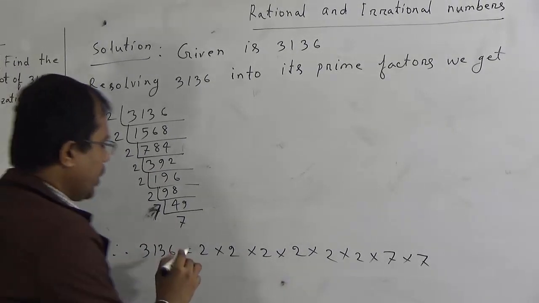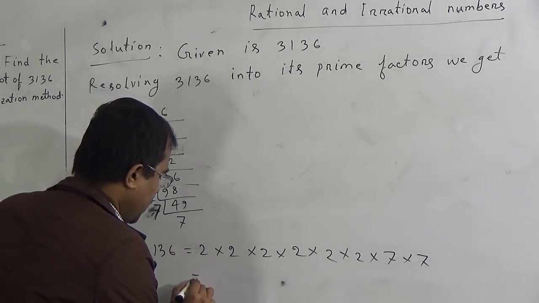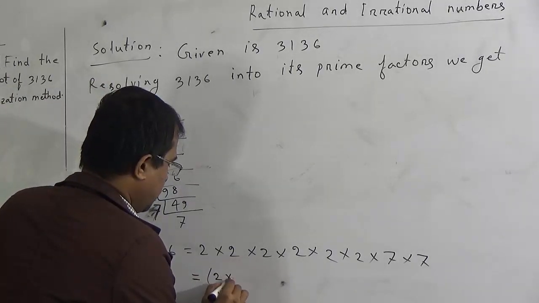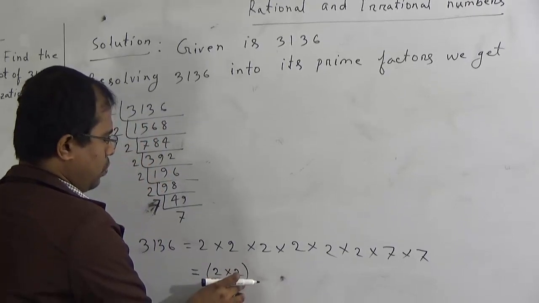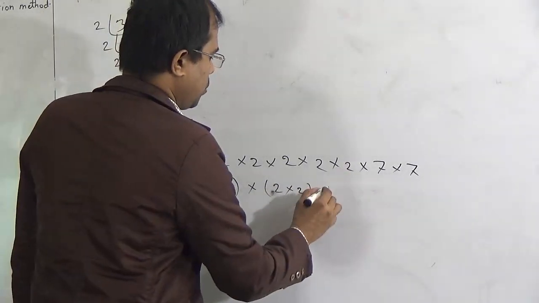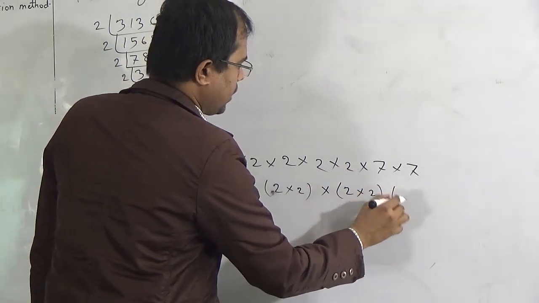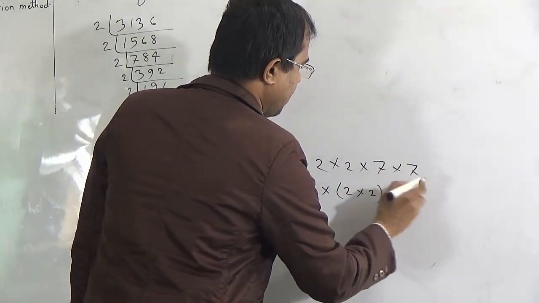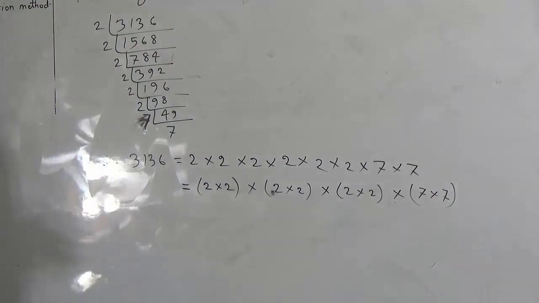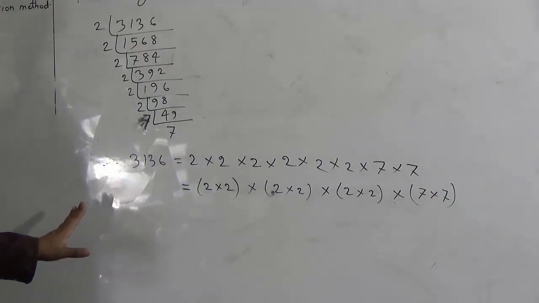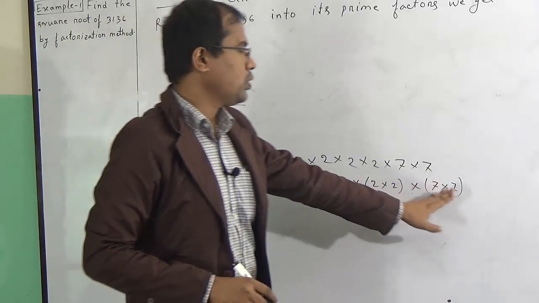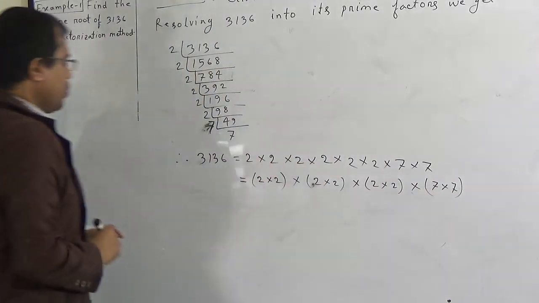Now we will make pairs taking two same numbers. Taking 2 and 2 in the first bracket we make one pair, and taking another 2 and 2 we make another pair, taking this 2 and 2 we make another pair, and taking the same number 7 and 7 we make another pair. Now at the time of finding the square root, we will take one number from each pair.